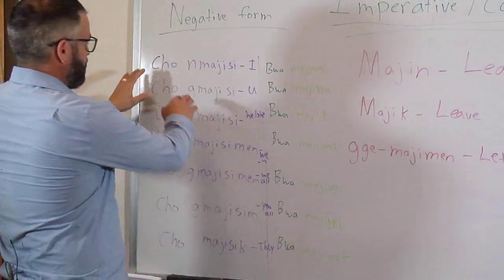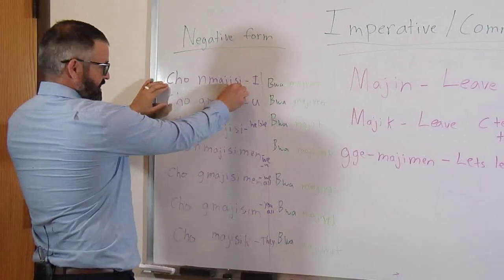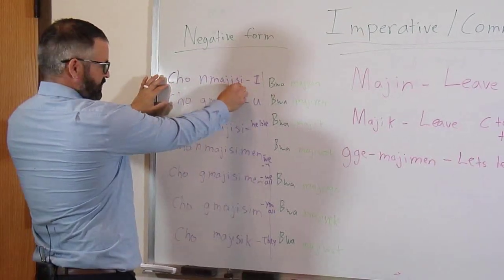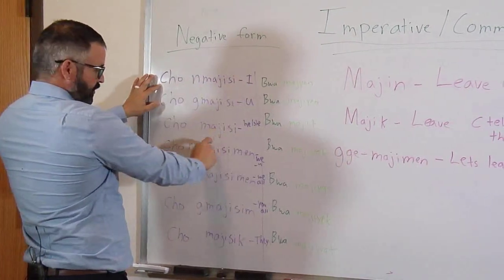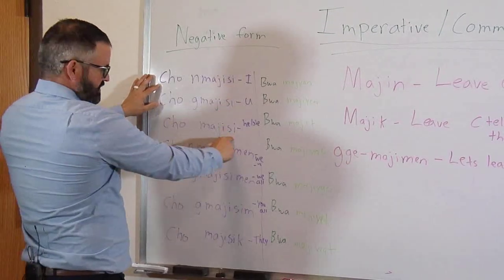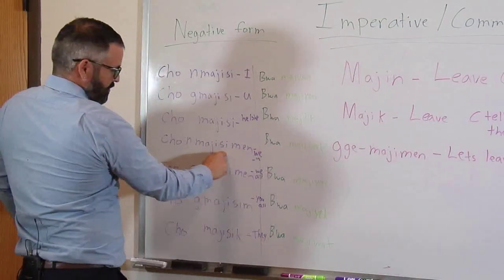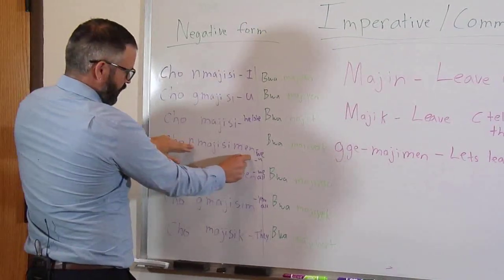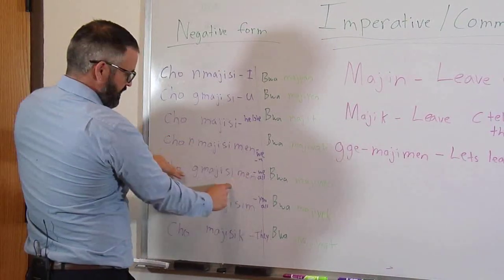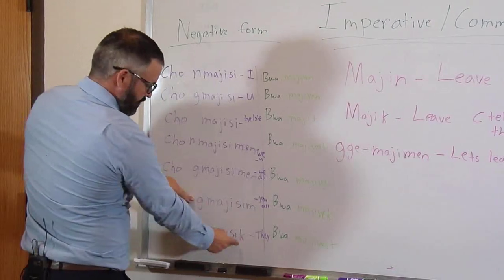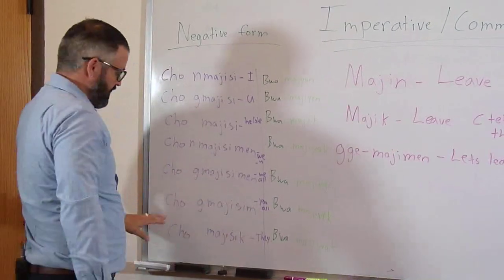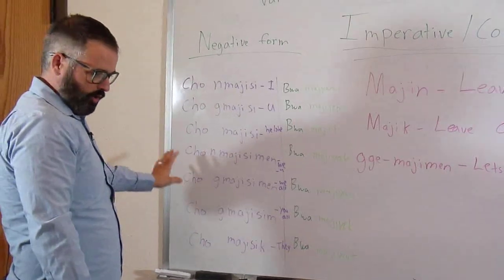Now again, in the independent though, you have this cho and this si. They're the indicators that it's a negative statement. But the pattern's the same for the most part, other than that you just stick the si on here, or when you get to the we and the you all and the they form, you put it before the person marker. So before the men, you put the si. Before the M, you put the si. Before the K for the they, you put the si. And always remember, you have to have your cho as part of it.